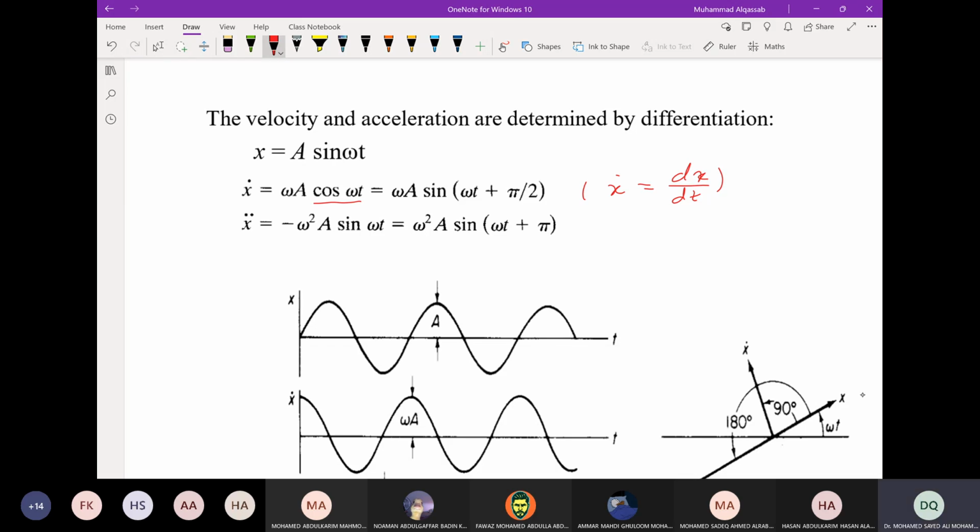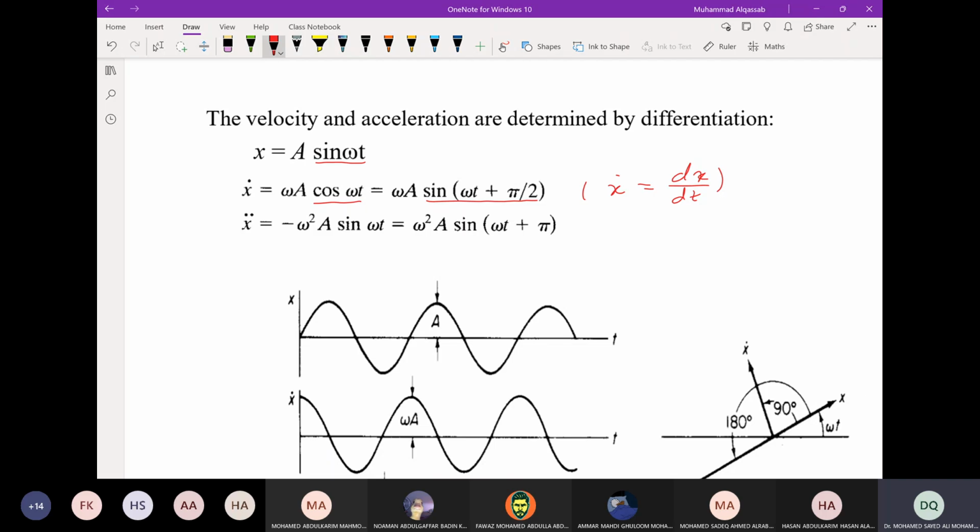So that the velocity becomes omega A sine of omega t plus pi over 2. You can see that for displacement there is sine, and for velocity there is also sine, but instead of just sine omega t, it is sine omega t plus pi over 2, which means the velocity is leading by 90 degrees. The displacement, velocity, and acceleration are vector quantities, and then direction, or leading or lagging, is also important.